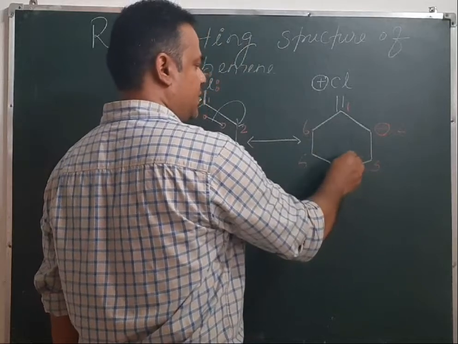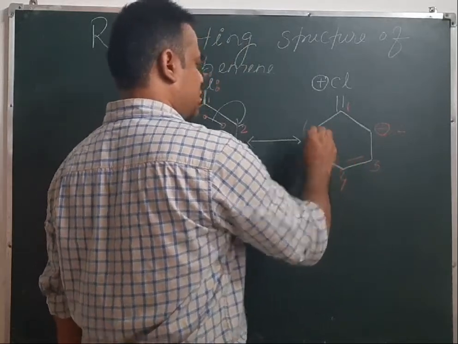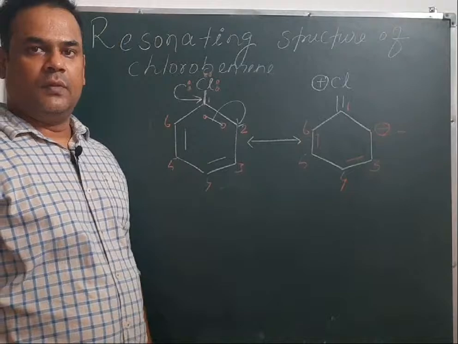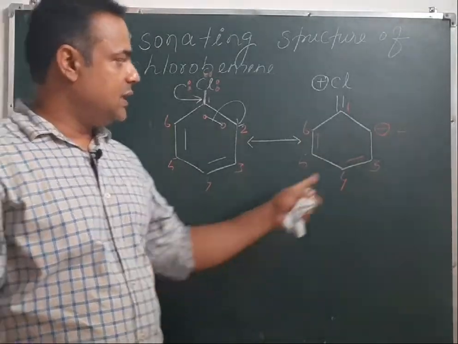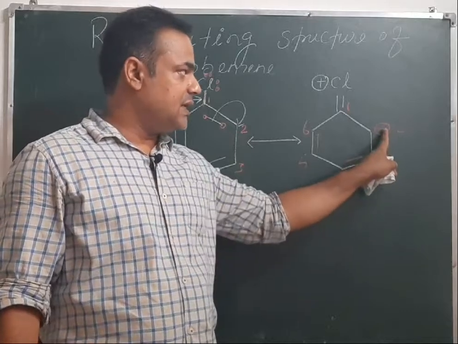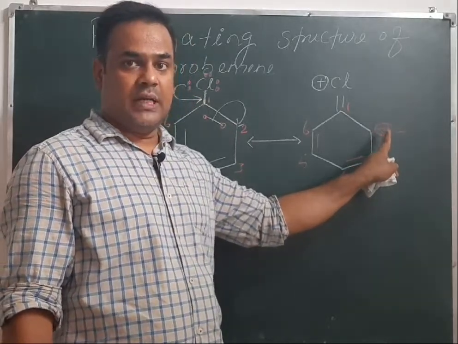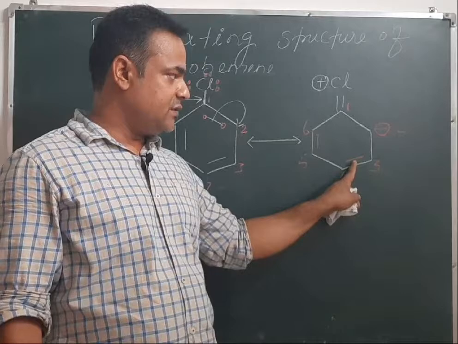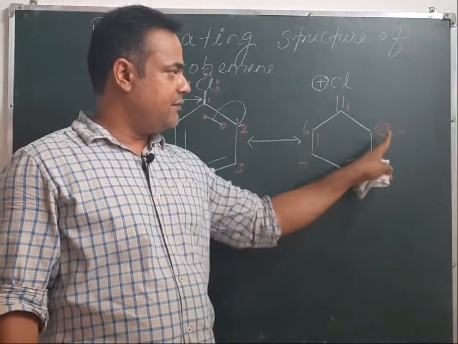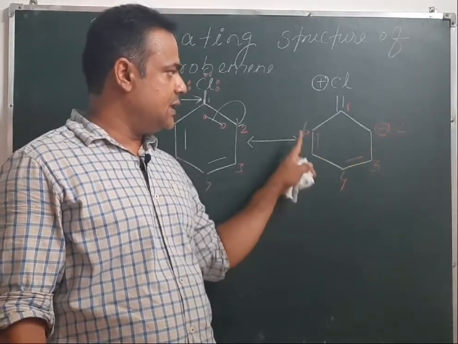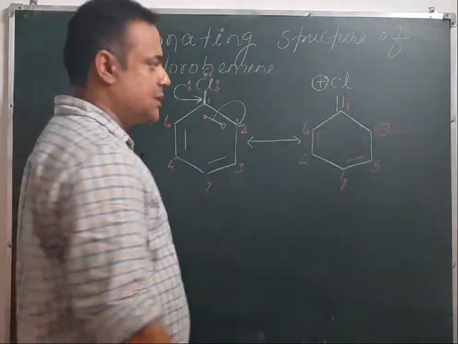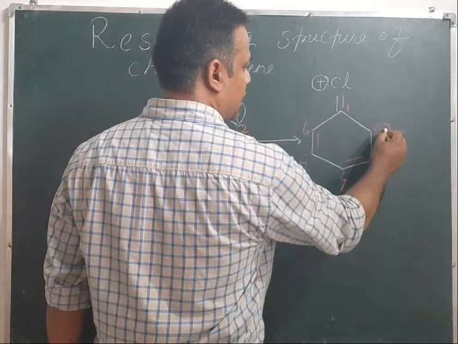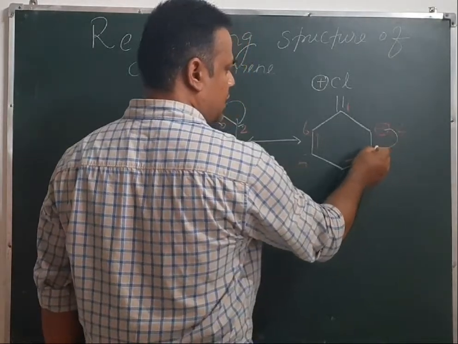And the rest of the bonds will be the same as they were previously. These two pi bonds remain the same. Now we'll see how the electron moves next. You see this negative charge or electron pair is in conjugation with this double bond: negative, single, double, single, double, single, double. So again, due to conjugation, this electron pair will make a pi bond.